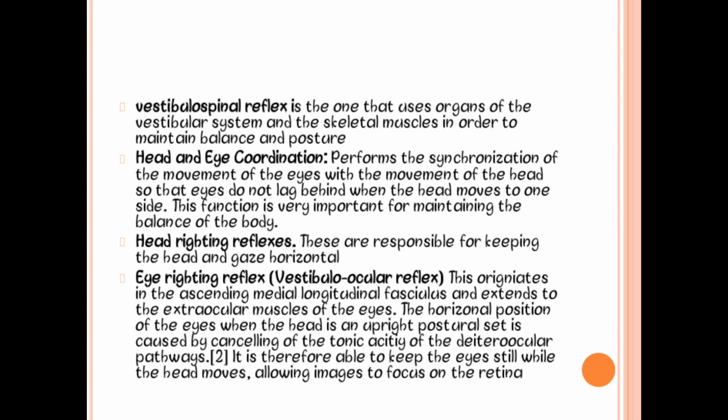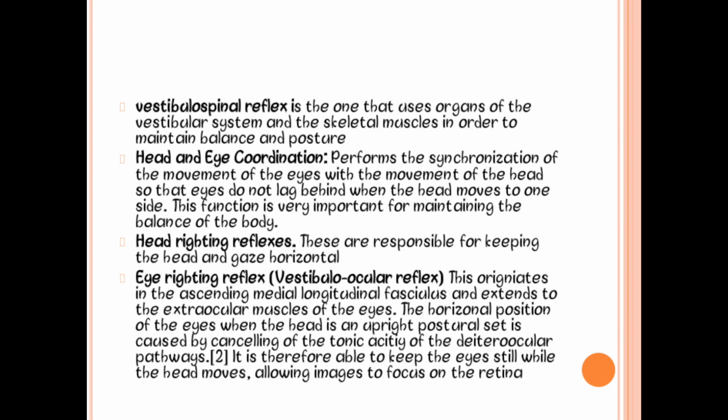So basically this performs the synchronization of the movements of the eyes with the movement of the head so that the eyes do not lag behind when the head moves to one side, and this function is very important for maintaining the balance of the body. Then we have head righting reflexes, and these are responsible for keeping our head and gaze horizontal.